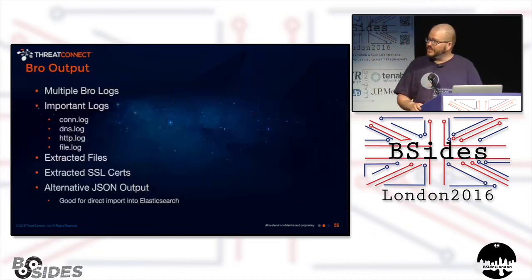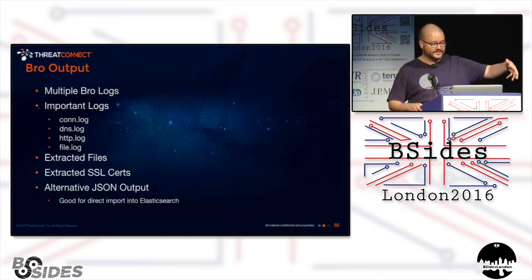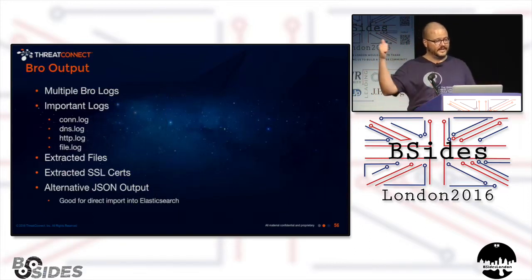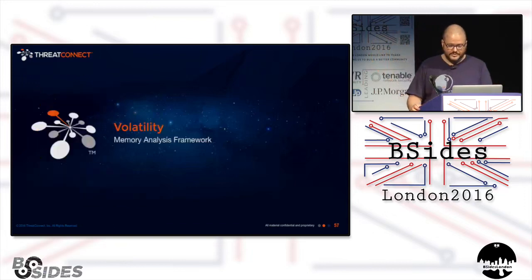So Bro gives you a number of different logs, and then it extracts files. Those files that you get extracted from here, like that payload, I would want to send to Cuckoo and do further analysis there. So let's move on to Volatility.